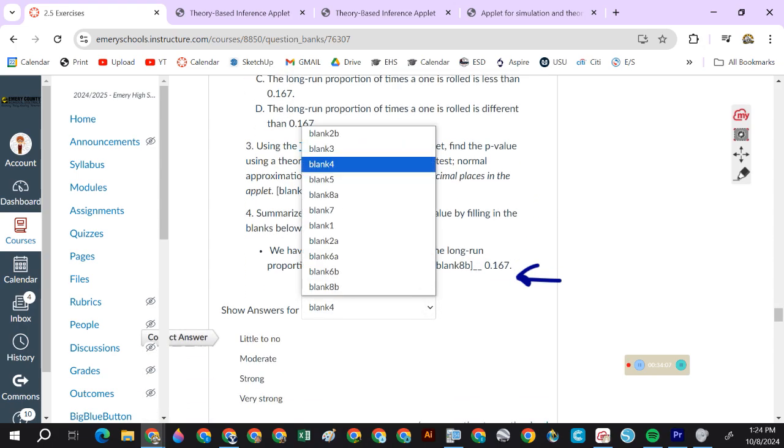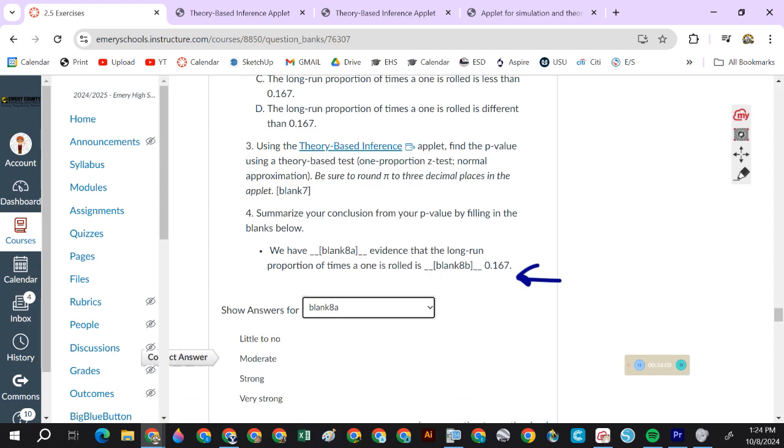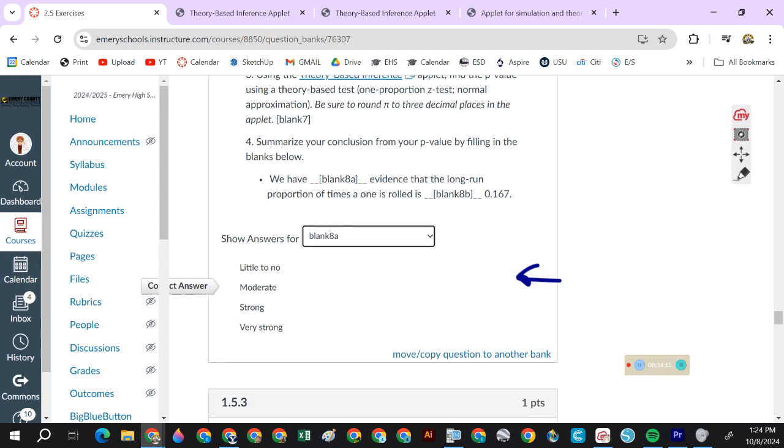So 8A. We have moderate evidence to suggest that the long run proportion of times 1 is rolled is less than 0.167. So we're starting to think, yeah, maybe the computer has got a bug in it, but not enough to jump in and say, yeah. Interestingly enough, no computer can truly spit out random numbers.